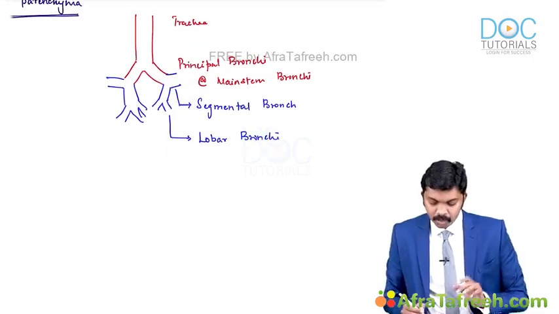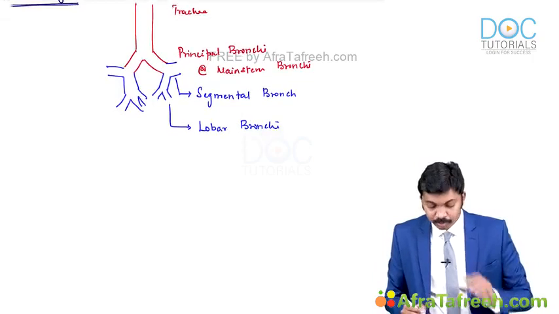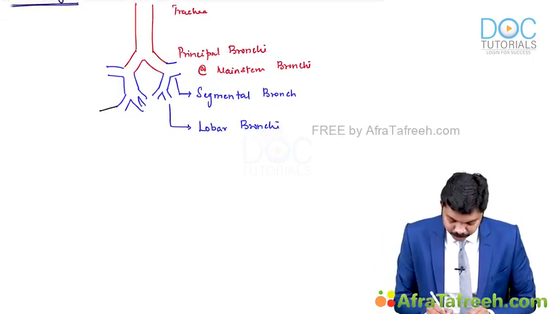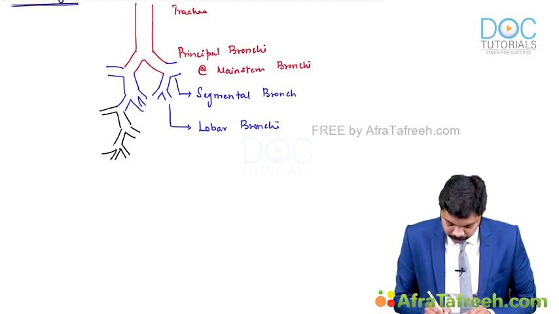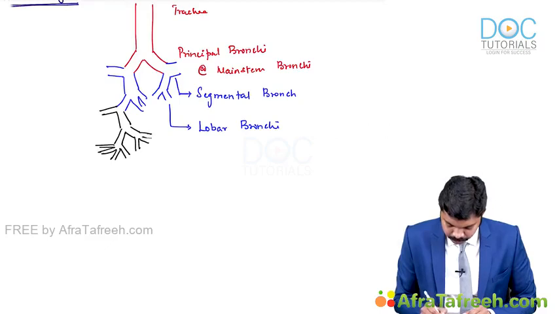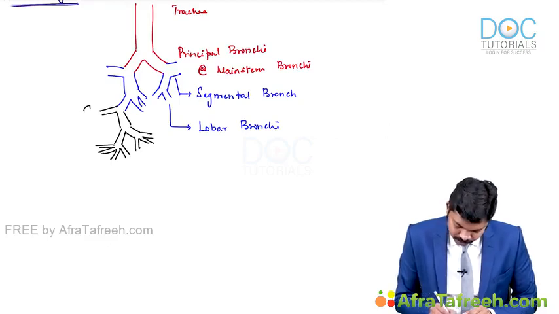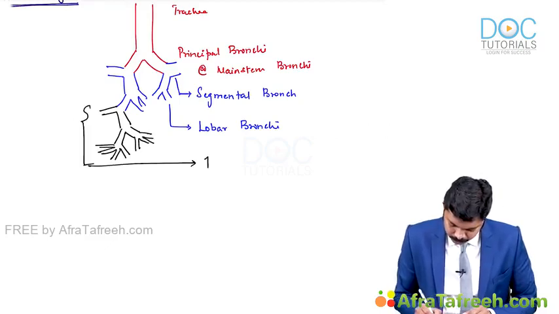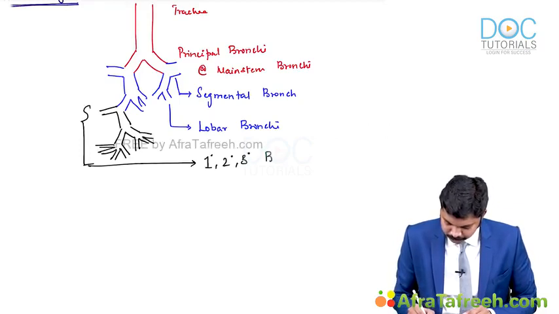Right, doctors? Lobar bronchi in turn divide into bronchioles. So we have primary bronchiole, we have secondary bronchiole, which divides into terminal bronchiole. So all these structures are primary, secondary and tertiary bronchioles.